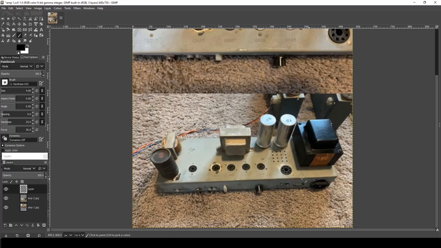Second, let's talk about the next big things. It would be these two transformers. So this is your power transformer right here. This is your output transformer right here. And I would say that specifically the power transformer is definitely something that we want to consider reusing.